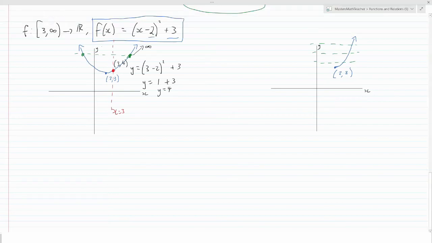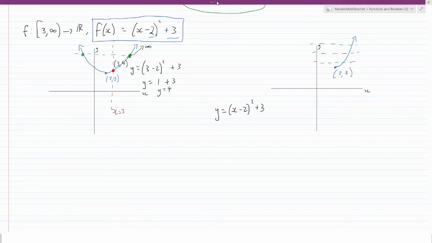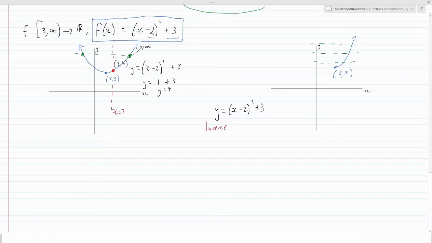So let's do that. Let's find the inverse. So our original graph is y equals x minus 2 squared plus 3. We switch our x and y's when we're finding the inverse. So we go with x equals y minus 2 squared plus 3. Now we just solve this out for y. Minus 3, x minus 3 equals y minus 2 all squared.